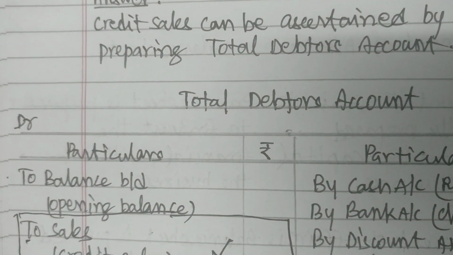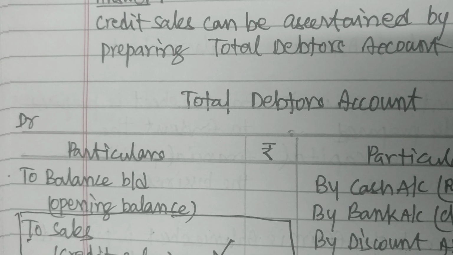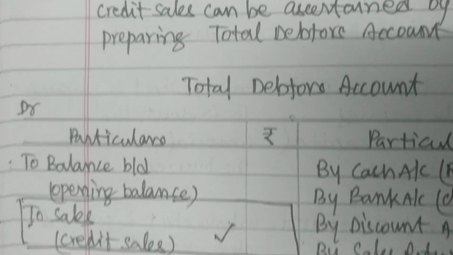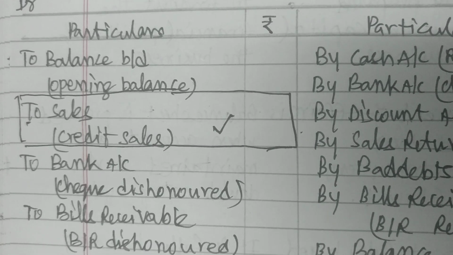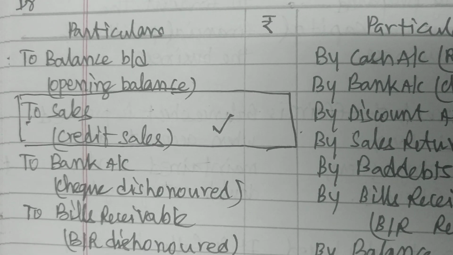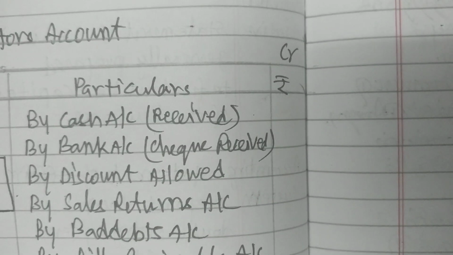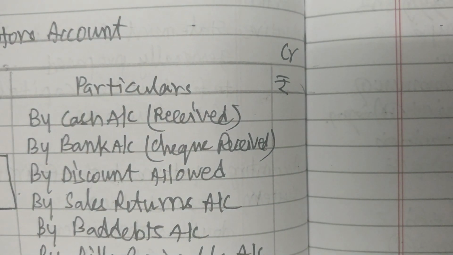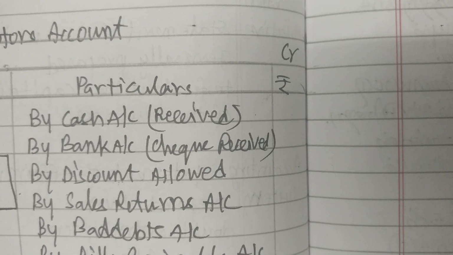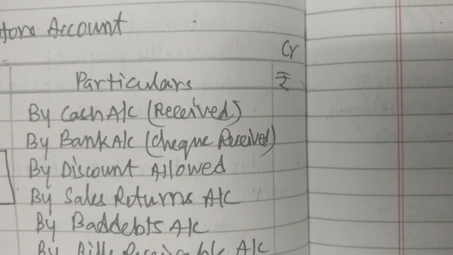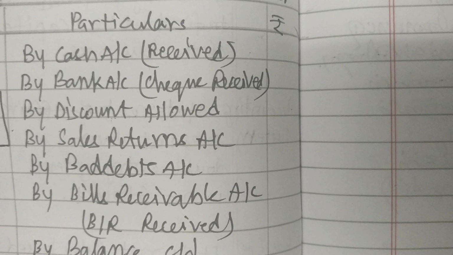Particulars, rupees. To balance b/d, opening balance. To bank account, cheque dishonored. To bills receivable dishonored. In the credit side, by cash account, by bank account, cash received, cheque received. In the credit side, by discount allowed, by sales returns, by bad debts account.